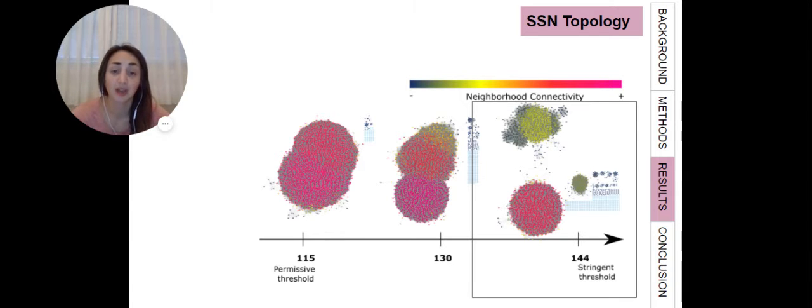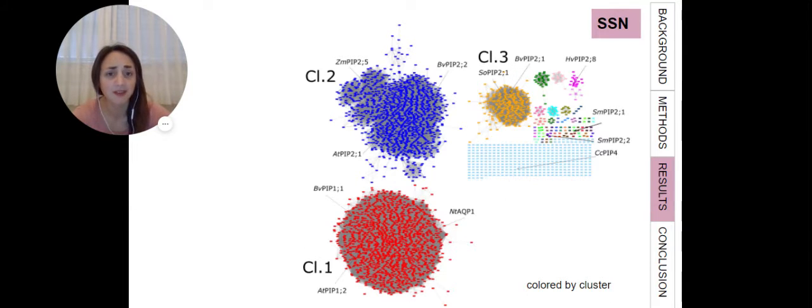This network has 3 clusters with different topologies, and it was chosen for further analysis. It can be seen here that this network has 3 big clusters, 9 minor clusters, and many singleton sequences. Well-known PIP aquaporins are indicated by arrows as a reference. The PIP1 paralog group is included in cluster 1, here in red.